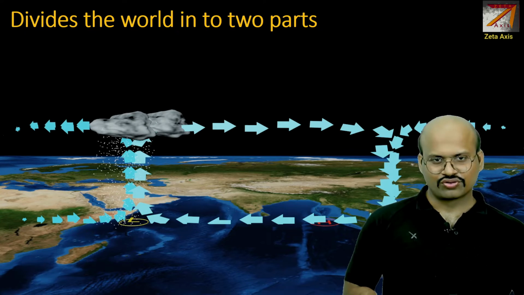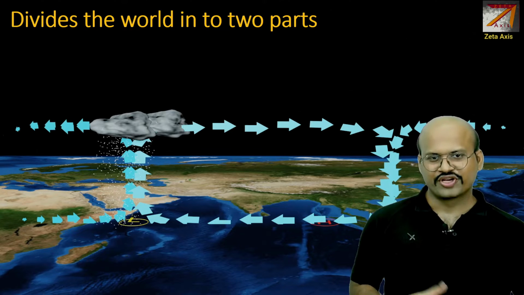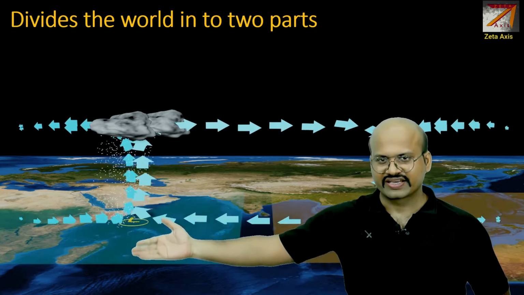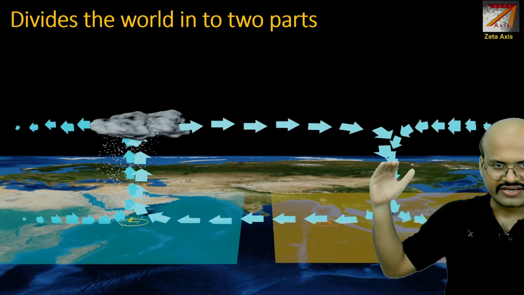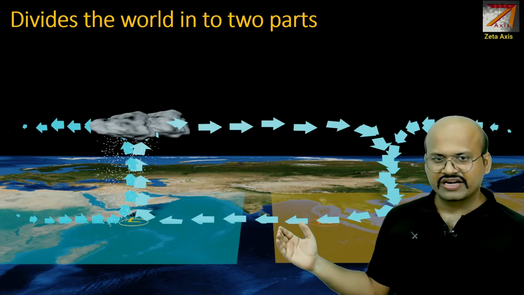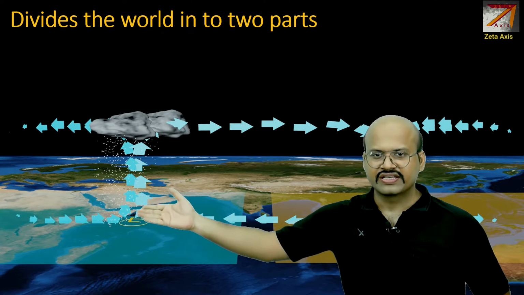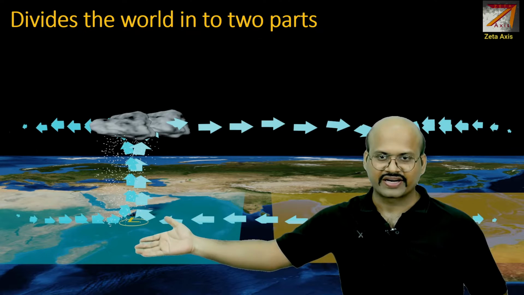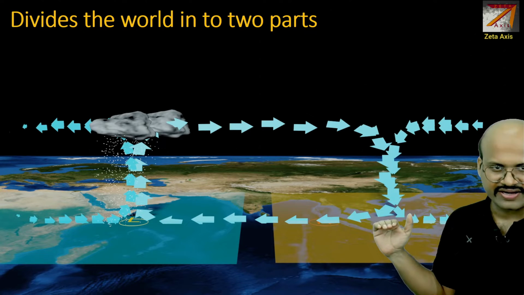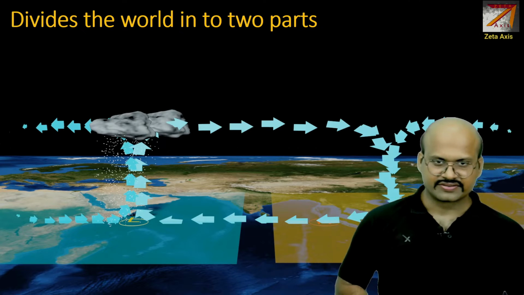Now this MJO divides the globe into two parts. In the first part, we see that there is the enhanced part, and in the second part there is the suppressed part. So here we can see that there is a division. On this side we have the enhanced part, and the effects of the enhanced part can be seen in this region. And here there is the suppressed part. So we will see a drier atmosphere in this region.